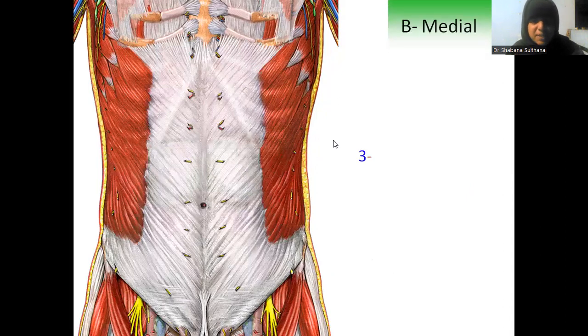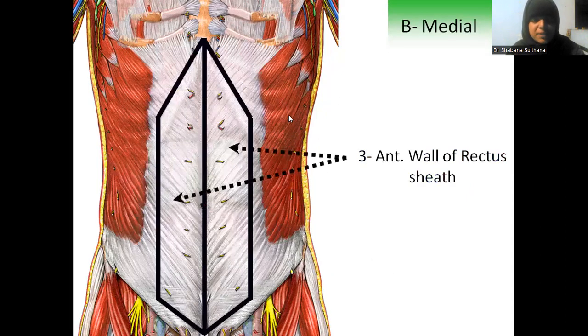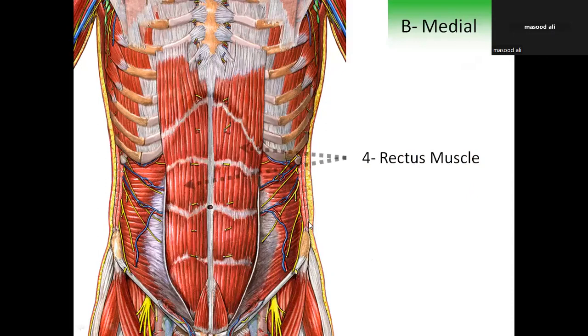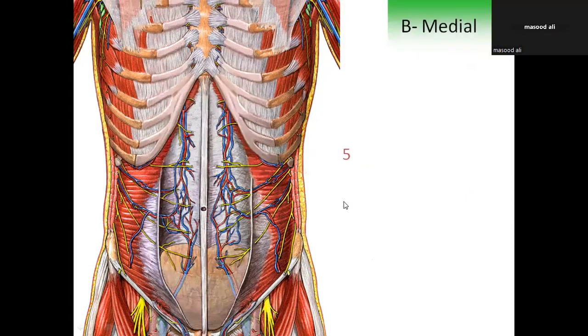First muscle we see is what? External oblique. Then internal oblique. Third muscle is transversus abdominis. Then rectus muscle, rectus abdominis. And then we have pyramidalis.